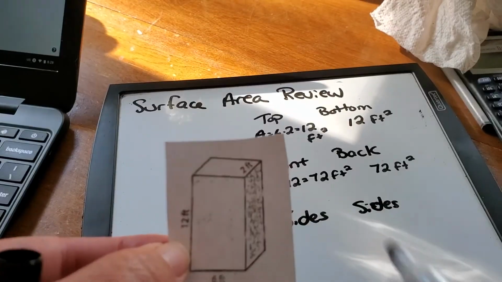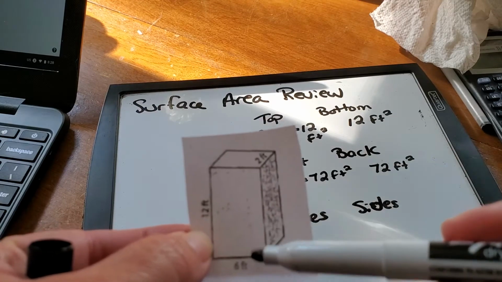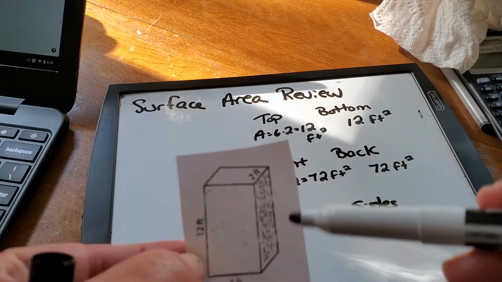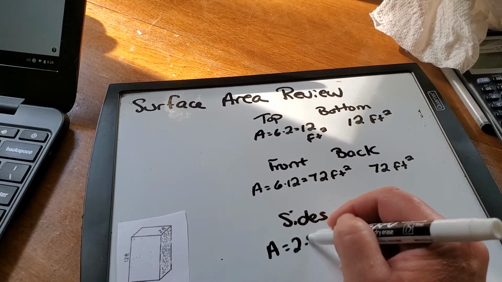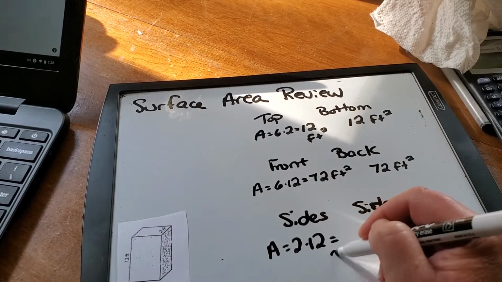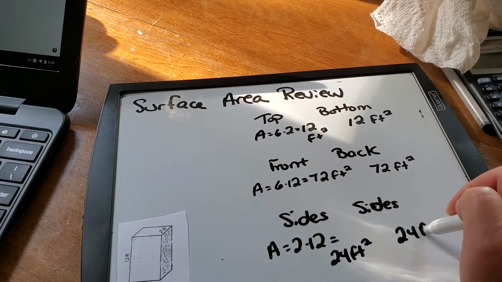Now the sides of that box have a width of 2. The height would be 12. It's the same as this over here. So to find the area of each side, I would just do 2 times 12, which is 24 square feet. So both of those sides would be the same.